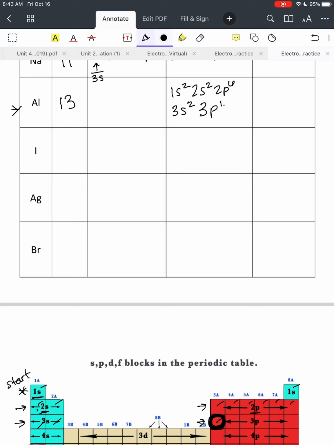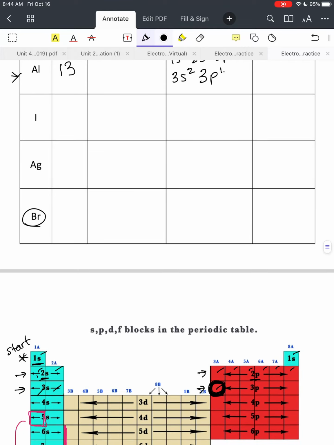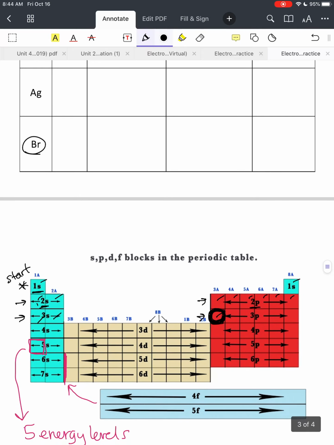Let's do one more like that. I don't want to get going too crazy. We'll do iodine, and then, oh no, let's do silver first because it comes first, and bromine. So we'll do silver and bromine. Let's look at bromine first. And let me erase some of this down here so it's just not as messed up.